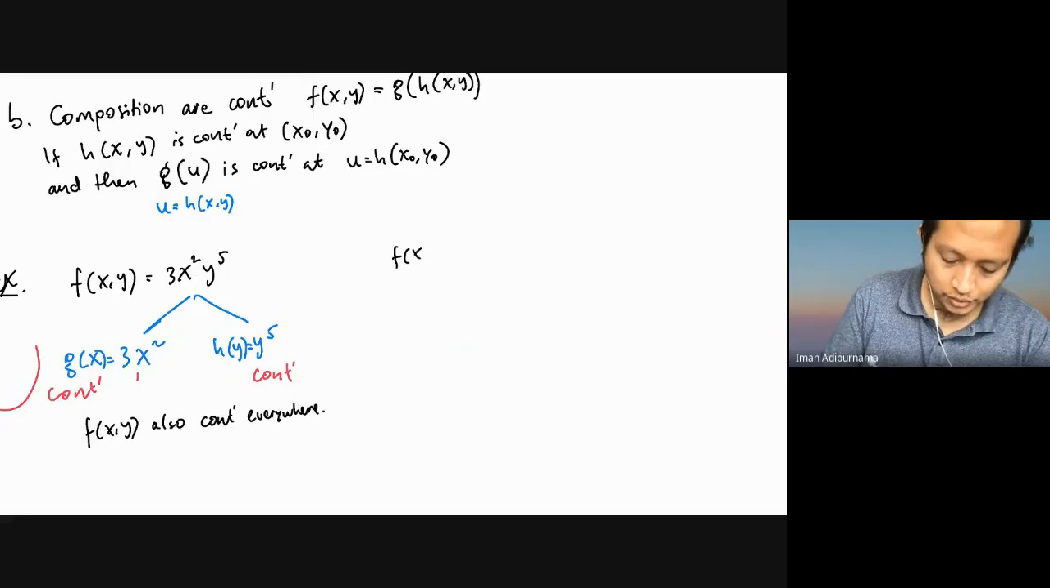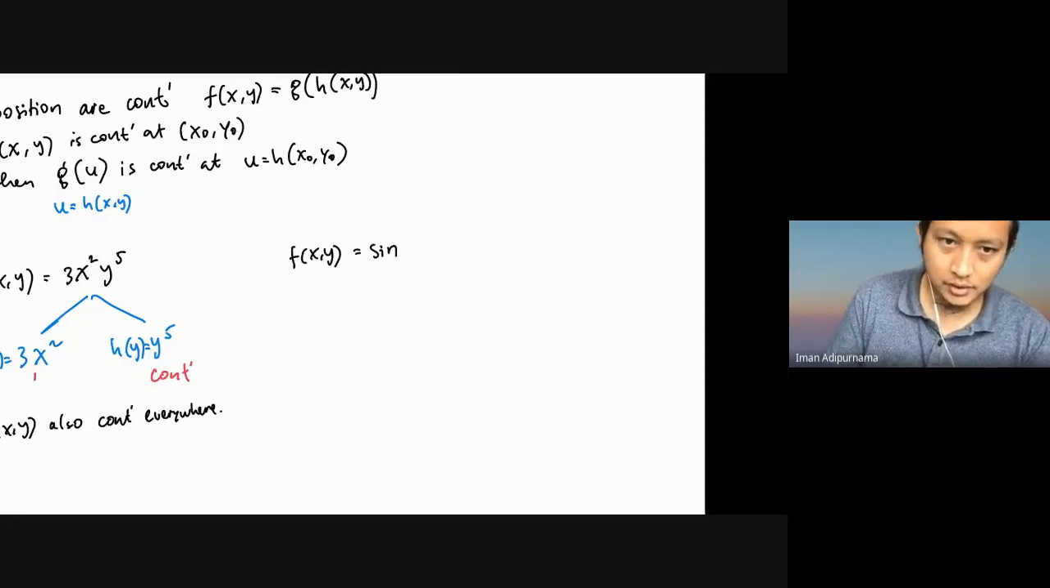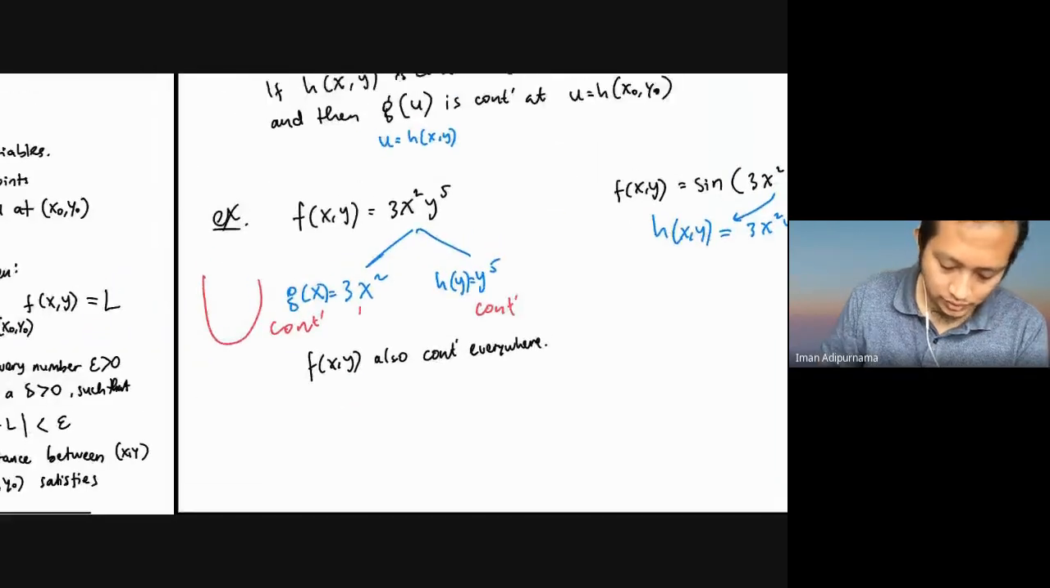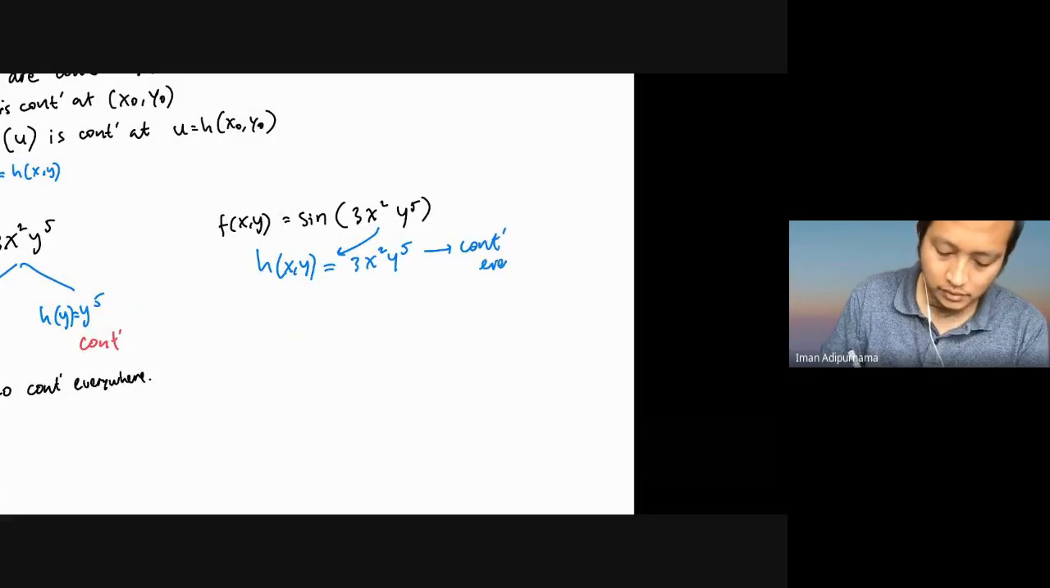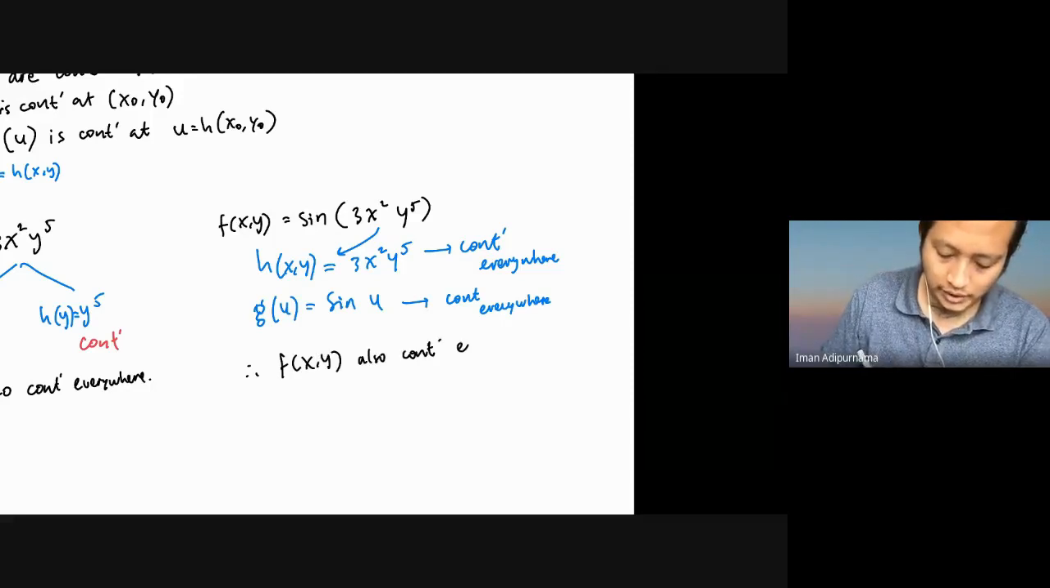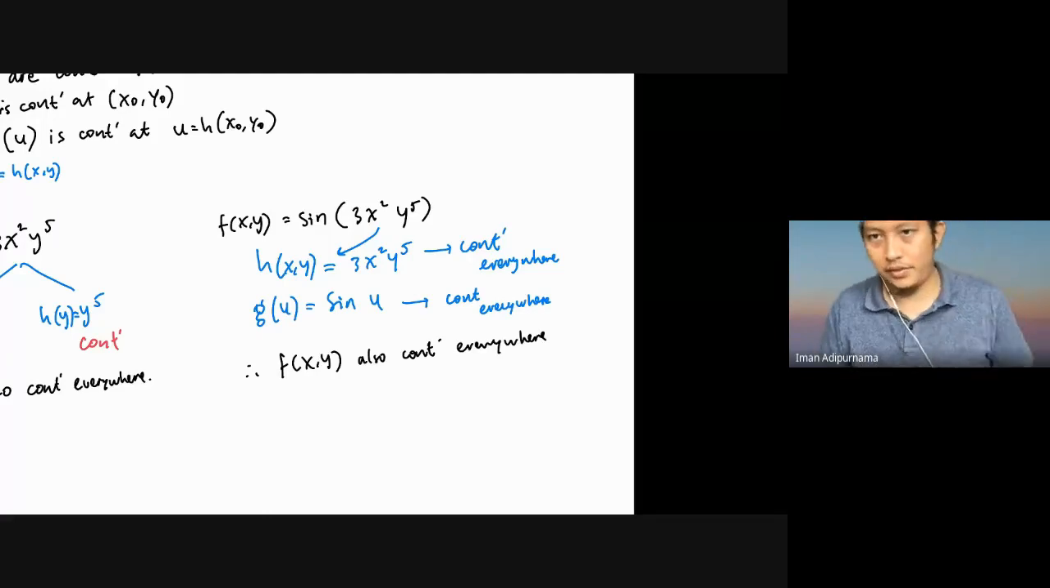And if we have the compositions like sine, let's say the same equations, we can think of the inside function as, let's say, h, okay? And we already showed that this is continuous everywhere, right? And we have the outside function, let's say g, let's say it's sine u, okay? And sine is also continuous everywhere. So we may conclude that this function is also continuous everywhere. Okay, it's not that difficult, right?